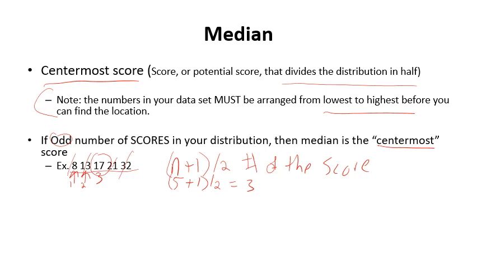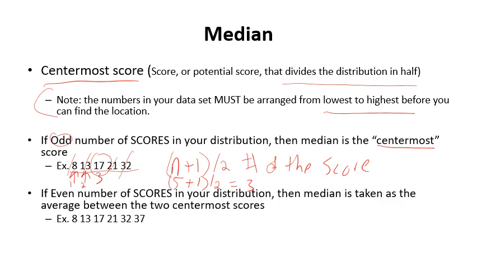So n plus 1 divided by 2, that actually works for the next one as well, but if you have an even number of scores, it's going to be the average of the 2 centermost scores. So let's use that n plus 1 divided by 2 there. We've got 1, 2, 3, 4, 5, 6 scores. So 6 plus 1 divided by 2. So we've got 7 divided by 2 equals 3.5. So it's going to be halfway between the third score and the fourth score.